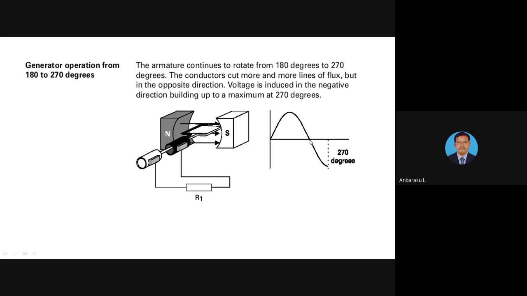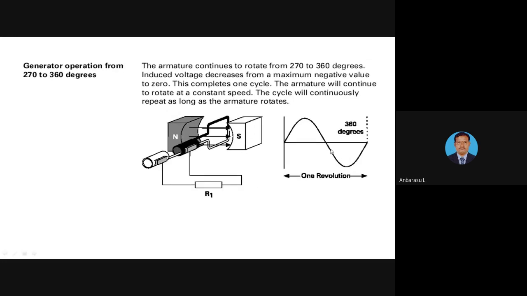That is another 90-degree rotation, increasing but in the reverse direction. So exactly the black color conductor is nearby the north pole. With another 90-degree rotation, it is away from the north pole, which means it is decreasing but in the reverse direction. Here it is the initial position of the one complete cycle.